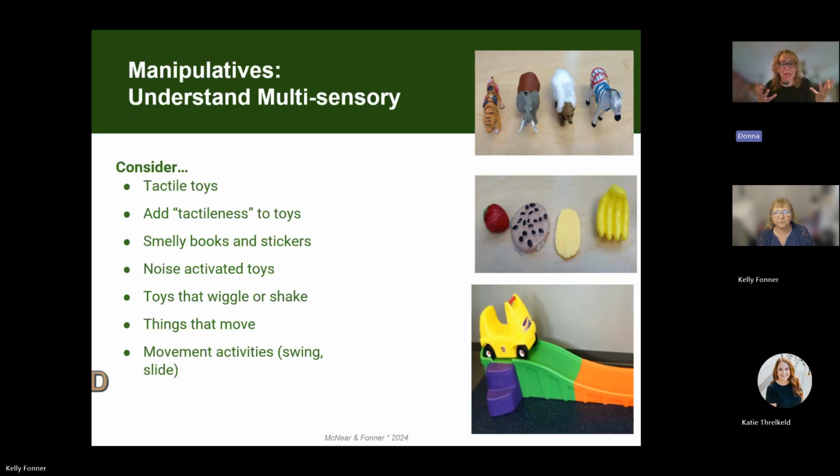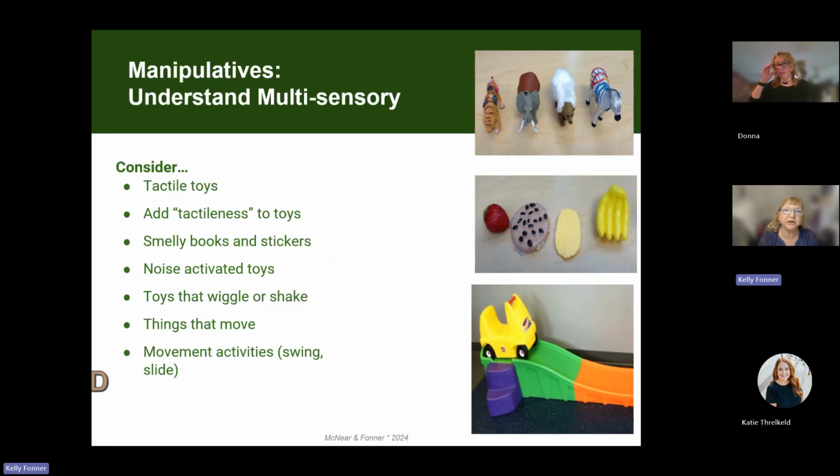And then, of course, smelly books and stickers, using the sense of smell for that multisensory component. And then noise-activated toys, adding to the tactileness with noise. And then toys that wiggle and shake, and things that move, and then including movement activities as a way of having that multisensory experience. So broadening your thinking in terms of that multisensory along with the tactile learning channel.